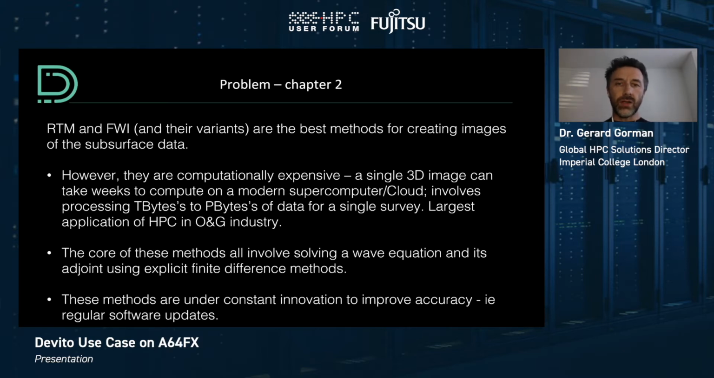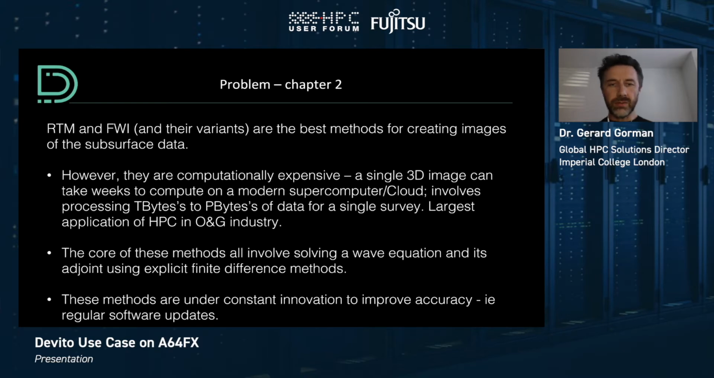The core of all of these methods is solving the wave equation, or some form of a wave equation. All that really changes is the fidelity of these equations, basically how much physics you're resolving. And of course, you're solving the adjoint of those using finite difference methods. Of course, finite element and other methods are being researched, but in terms of production, everything is explicit finite difference methods. And these methods are under constant innovation.